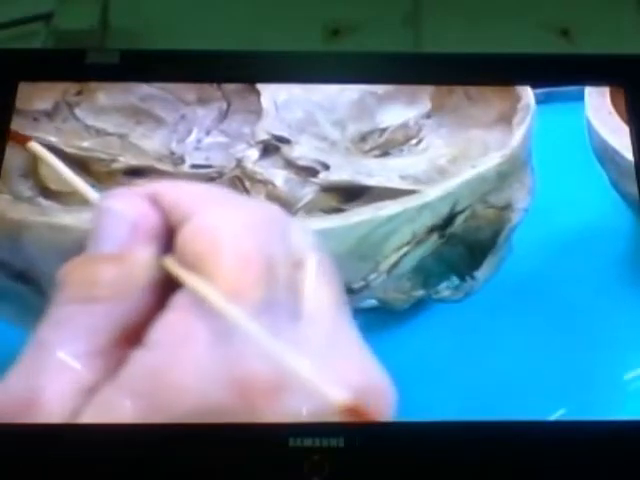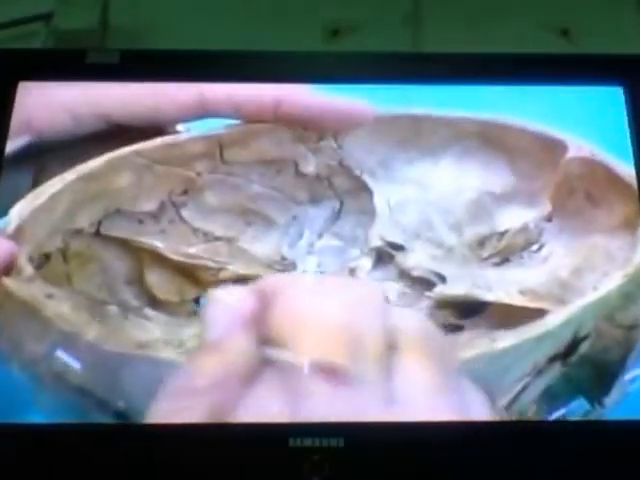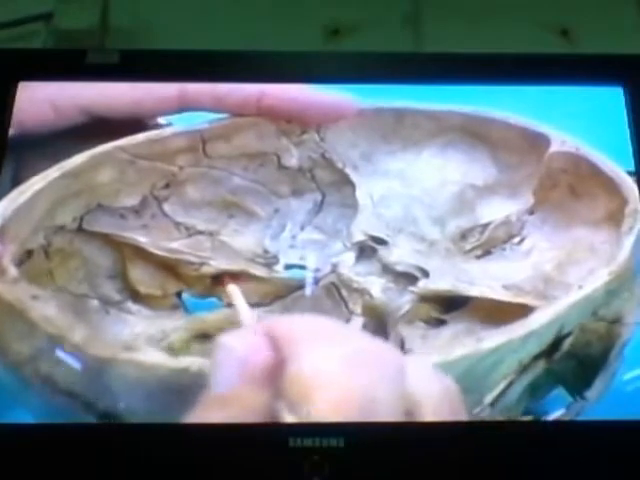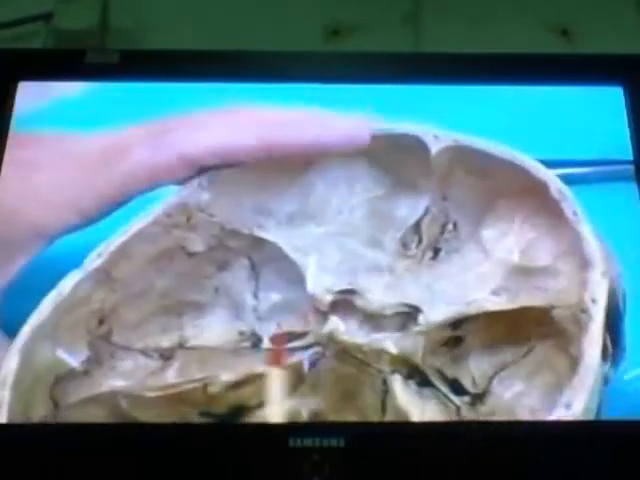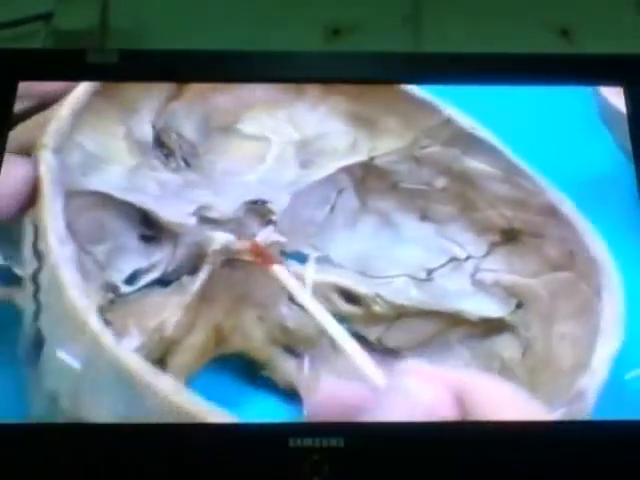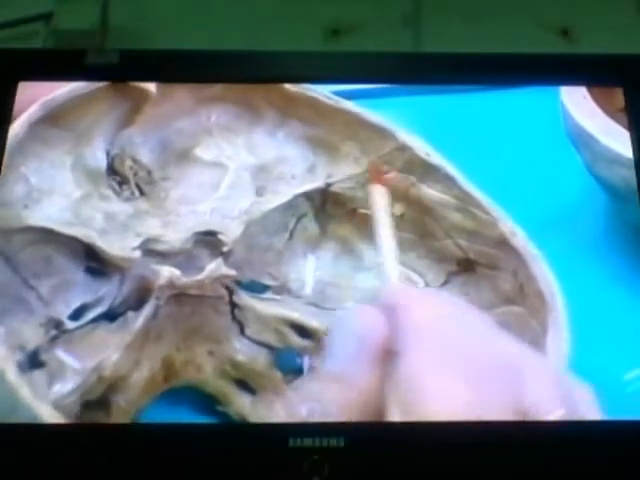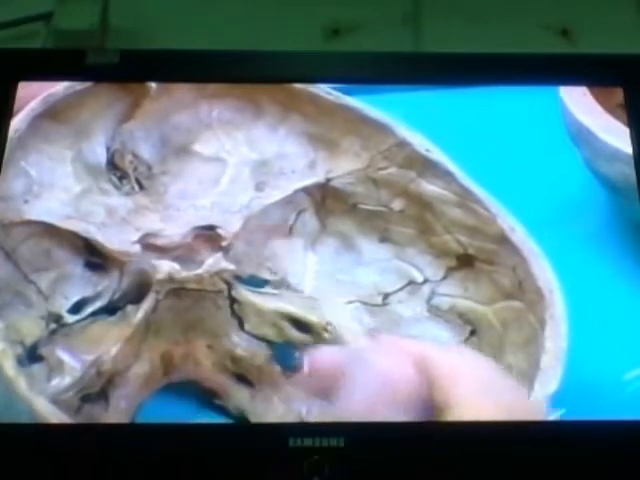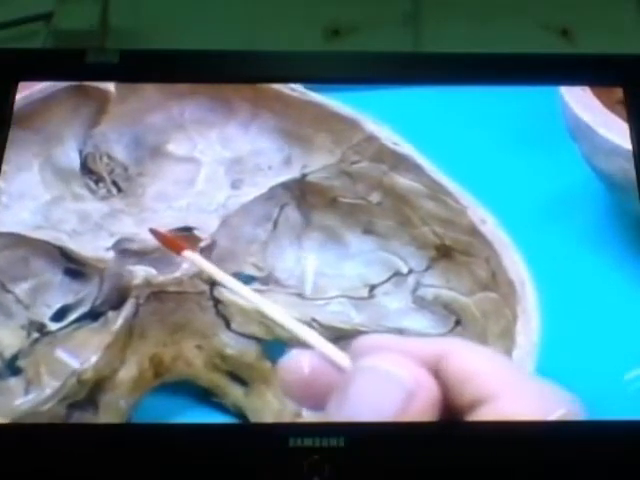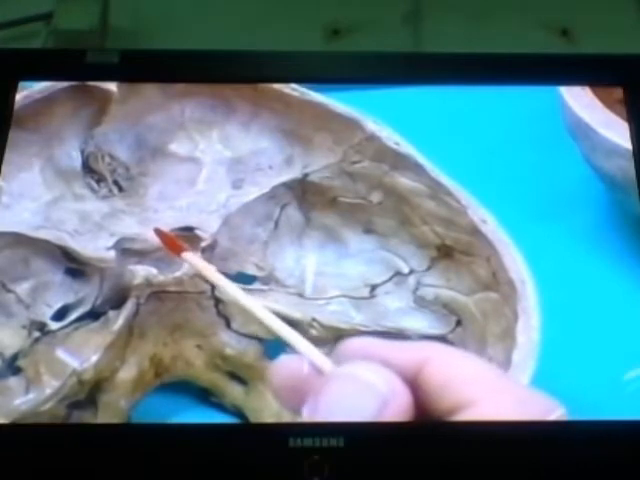So there we find now the superior petrosal sinus, the inferior petrosal sinus, and the internal acoustic meatus. There's our old friend, the dorsum sellae, with the clinoid processes. There is the lesser wing of the sphenoid, and along the lesser wing of the sphenoid, we will find the sphenoparietal sinus.